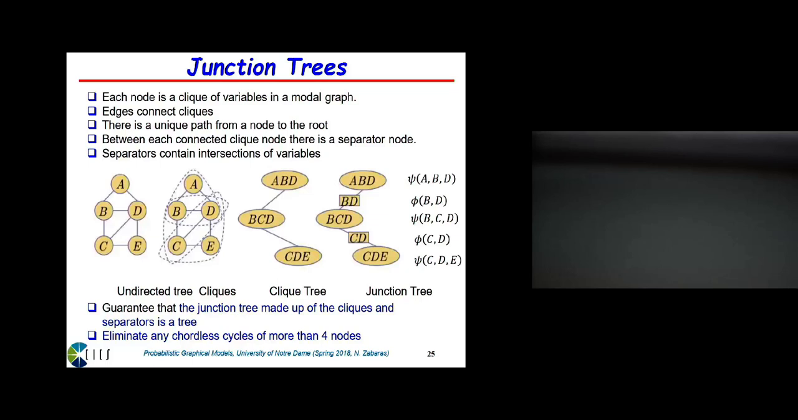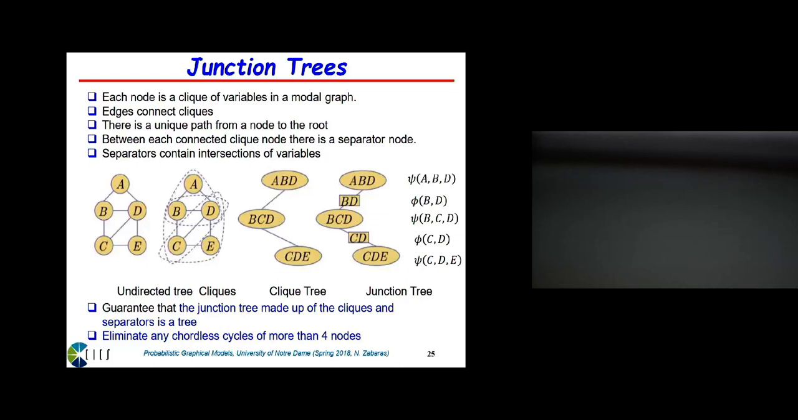Otherwise, how is information going to propagate, say, from here to there to update D if the intermediate nodes have no idea, they don't care about D? Okay? So when you construct the tree, you need to satisfy that property, otherwise you'll be in trouble.